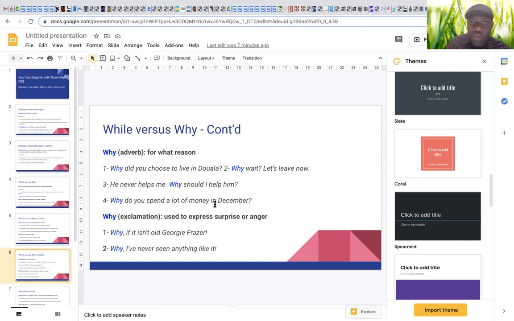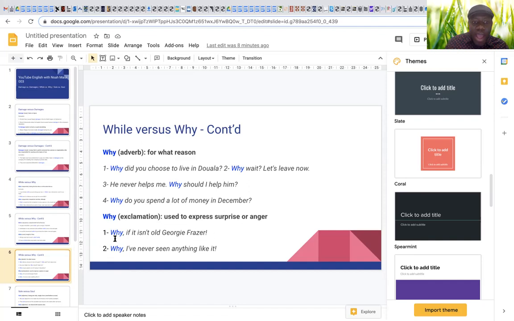So a question asked with why usually requires an answer that gives a reason, that gives a justification for something. And then in some cases too, why can be used as an exclamation to express surprise or anger. And in these kinds of circumstances, the punctuation changes. First, notice the introduction of a comma after the why, and then the sentence that follows, or the independent clause that follows. And then it ends with an exclamation sign.